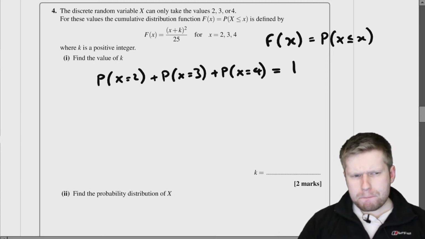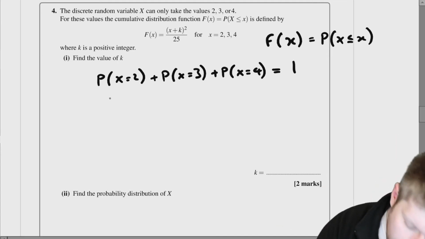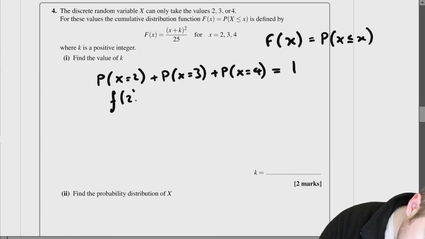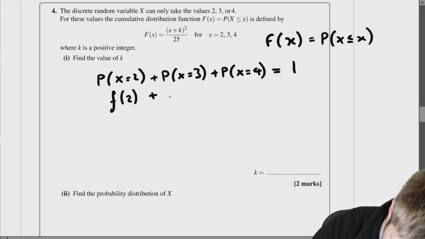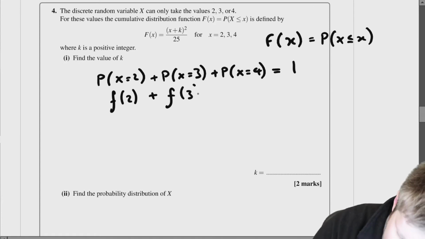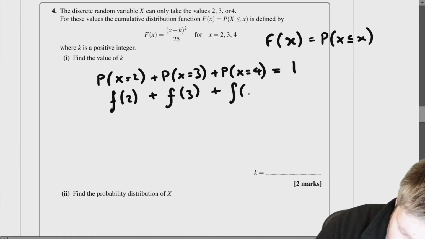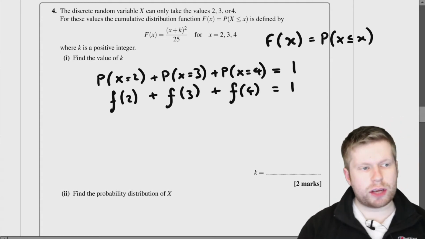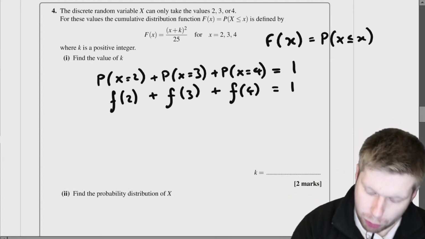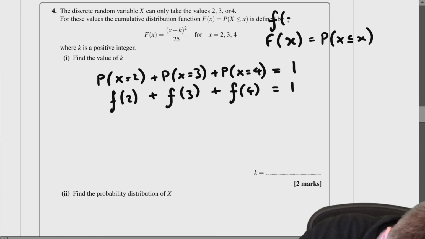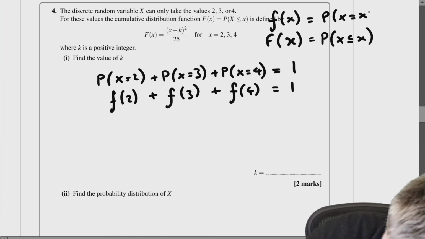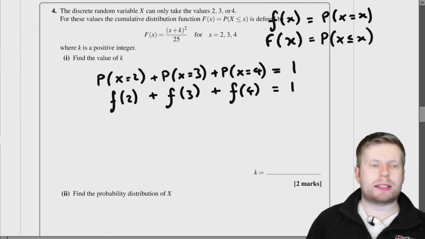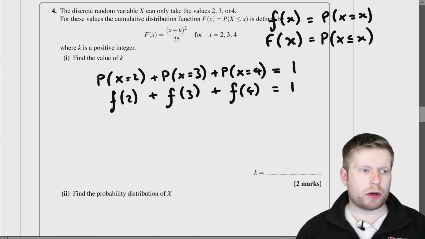Now I could write this, if I like, as little f. So I could write that as little f of 2 plus little f of 3 plus little f of 4, okay? So if I add together little f's of each of these values, that should give me 1. So remember, little f is the probability that x is equal to some value. Big F is the probability that x is less than or equal to some value. So we're actually looking at the big F in this case, the cumulative distribution function.